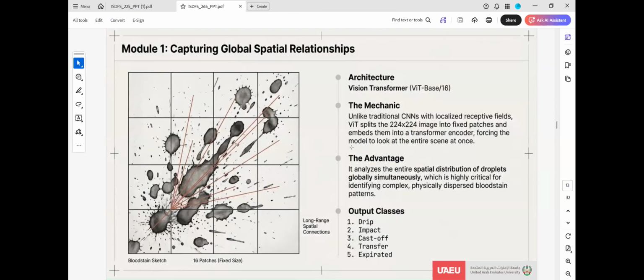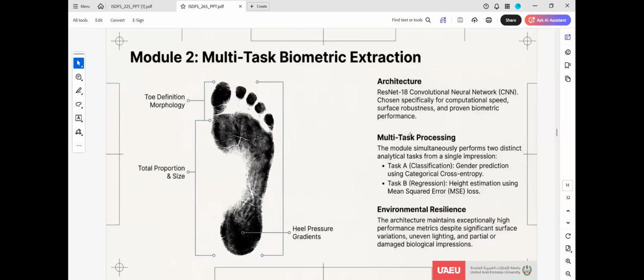I already told you in the introduction slide that blood patterns fall into different categories. Am I right? With the help of this vision transformer, we analyze and classify them, and the output classes are drip, impact, cast off, transfer, and expirated. So this is one thing. Then model 2 is ResNet under the CNN, which classifies gender and what kind of pressure was applied. From this pressure, we can analyze what happened. For example, if the culprit came and strangled the victim, in the heat of the moment the victim and the culprit press harder in the footprint. From this we can easily identify it. So that is one thing.